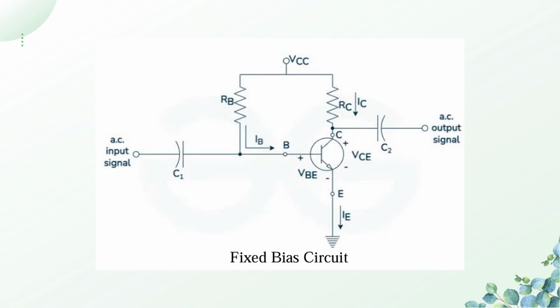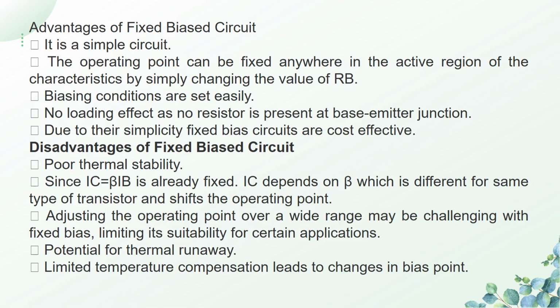Now let us look into the advantages and disadvantages of this circuit. The advantages of this circuit are that it is a simple circuit. The operating point can be fixed anywhere in the active region of the characteristics by simply changing the value of RB, and the biasing conditions are set easily. There is no loading effect, as no loading resistance is present at the base emitter junction. Due to the simplicity, fixed bias circuits are very cost effective.